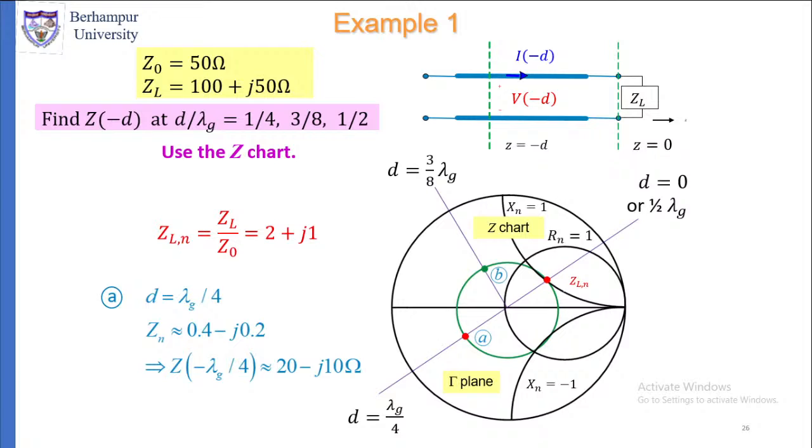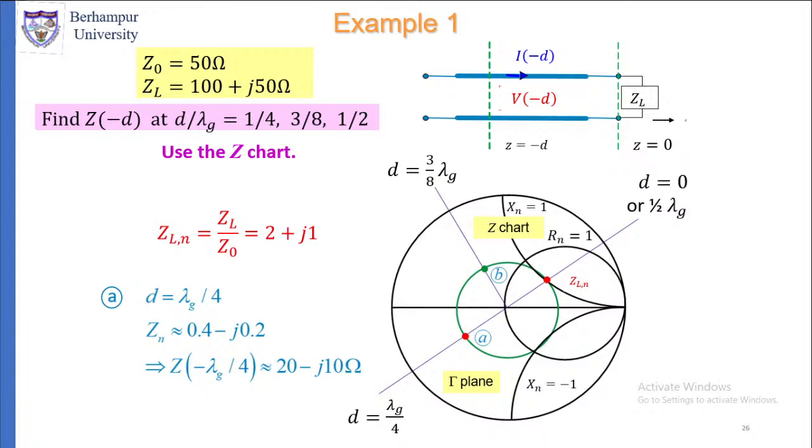Then find out the circle which is passing through that red dot at A. That will be approximately 0.4. So Z at A will be the impedance at A. A is the point for which we have traveled lambda g by 4 from the load towards the generator. As I discussed in the last class, if we are moving towards the generator, it is a clockwise rotation. If we are moving towards the load, it is an anti-clockwise direction.